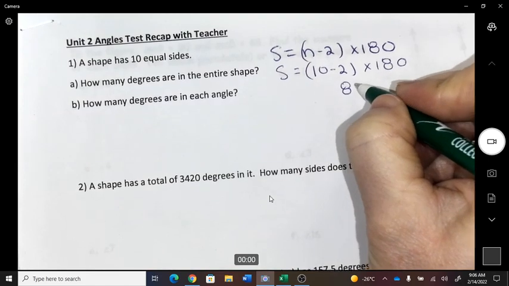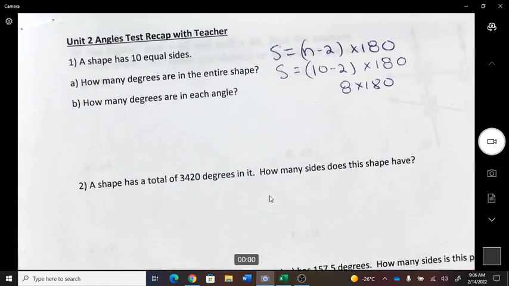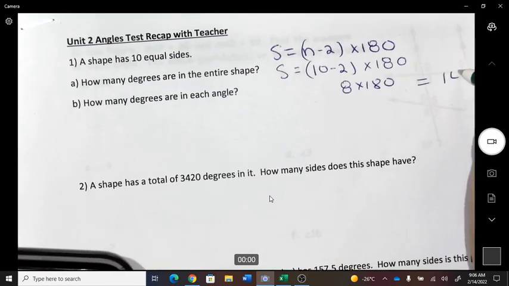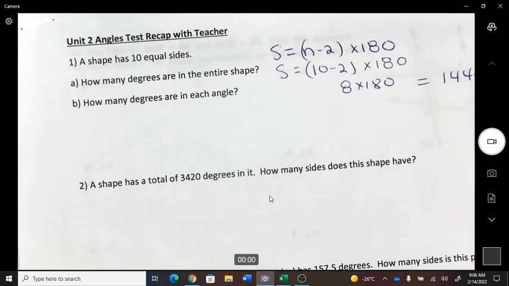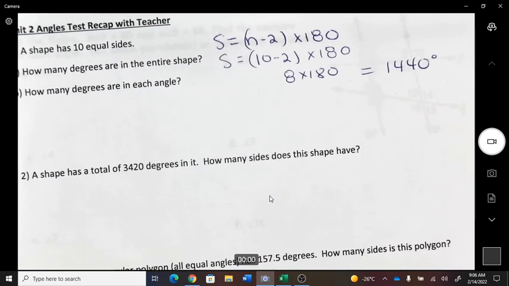So 8 times 180 equals, and this is just a calculator type. So that's how many degrees are in the entire shape. That's what I'm asking for.